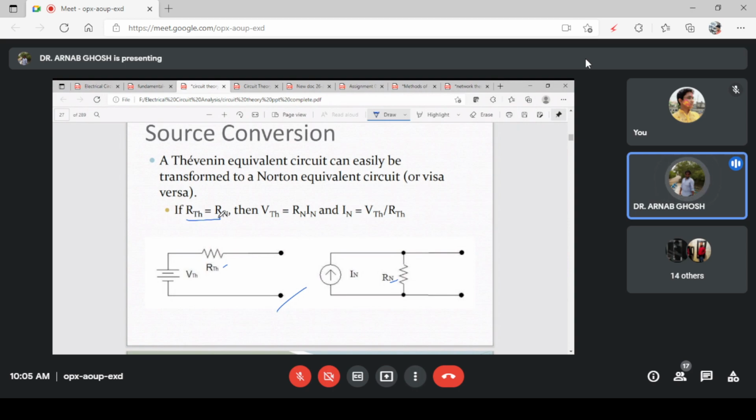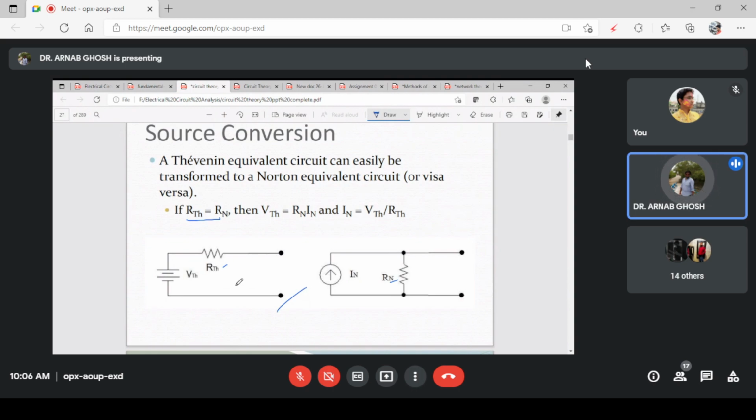Okay, so just carefully look at this. If these two resistances are the same, what is happening? This is just a source conversion. A Thevenin circuit can be easily transformed to a Norton circuit, or a Norton's equivalent circuit can be transformed to a Thevenin's equivalent circuit. What you have to do is, the voltage VTH will be equal to RN times IN, or IN will be equal to VTH by RTH. This is a simple thing.